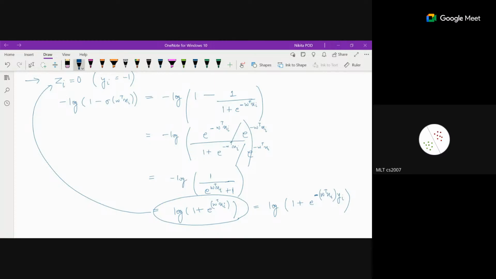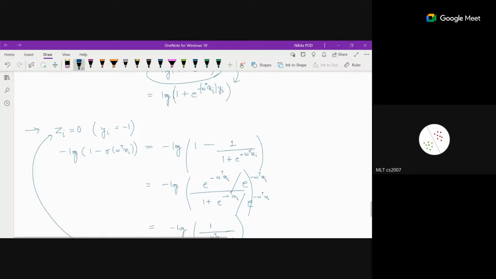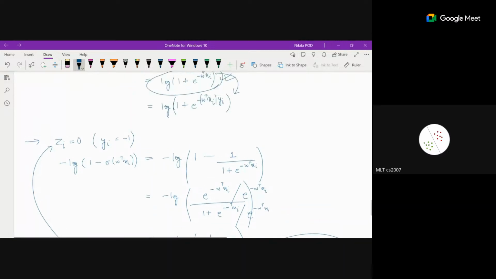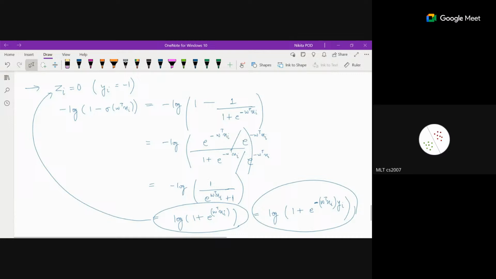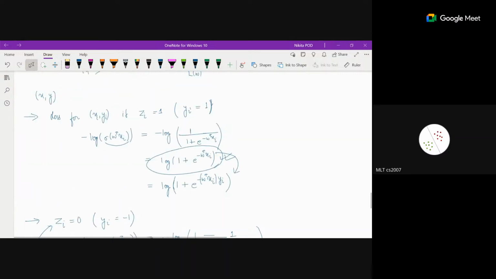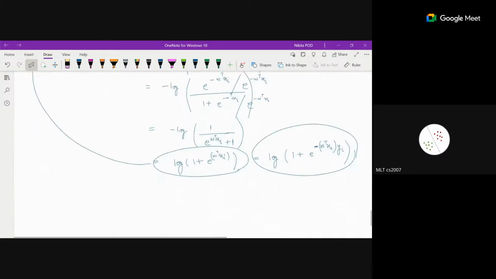Now, if you look at both these expressions, log of 1 plus e to the power minus W transpose Xi times yi, and log of 1 plus e to the power minus of W transpose Xi yi, both are same. So whether you took Zi to be 0 or whether you took Zi to be 1, we got the same expression for the loss, right?